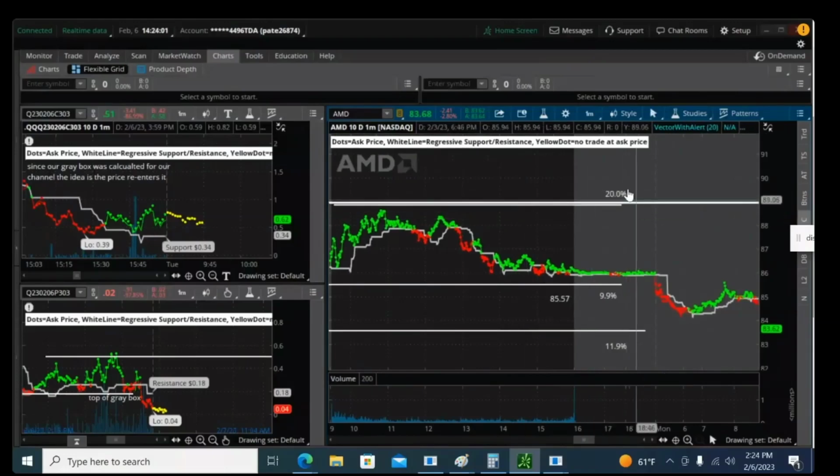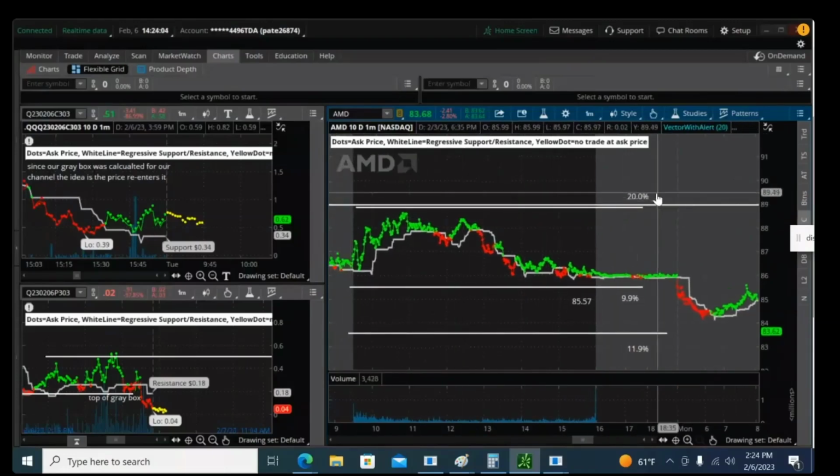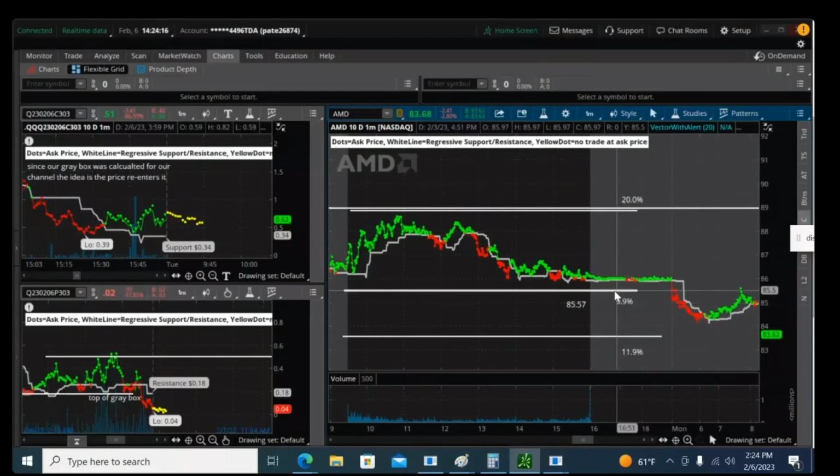Here was my 20% line from AMD Friday. So if we started getting above these lines right here, that meant that more than 20% of the contracts are starting to go into the money. Here was my 9.9% line. If we got below this 9.9, now more than 9.9% of the contracts are starting to go into the money.